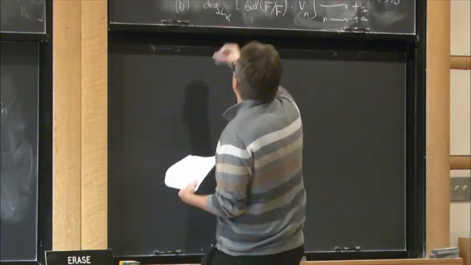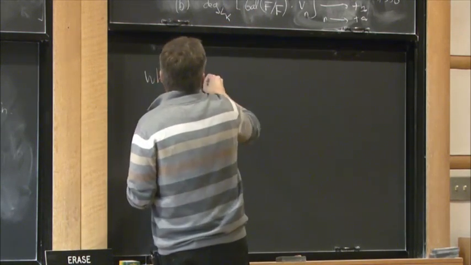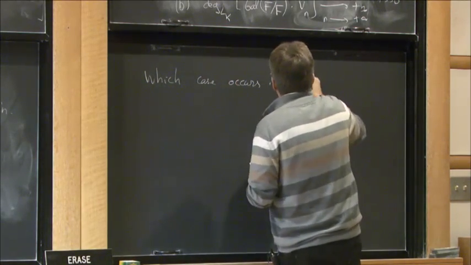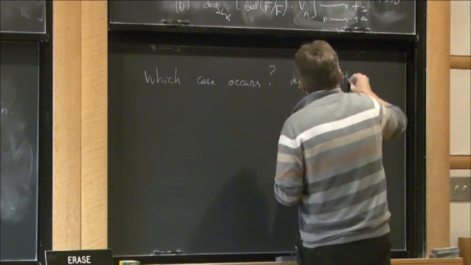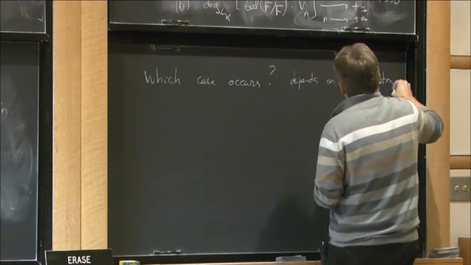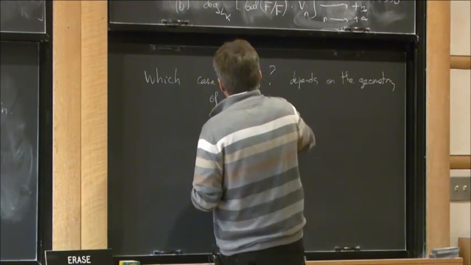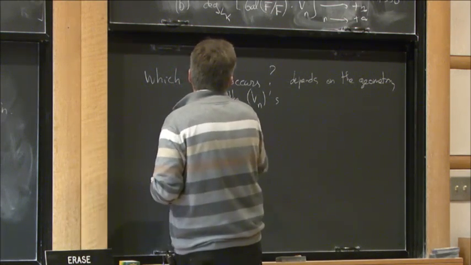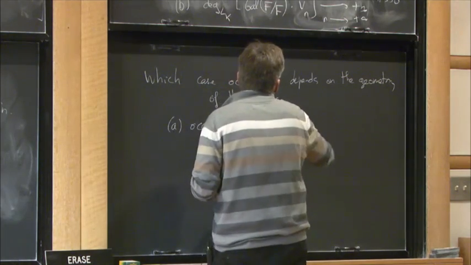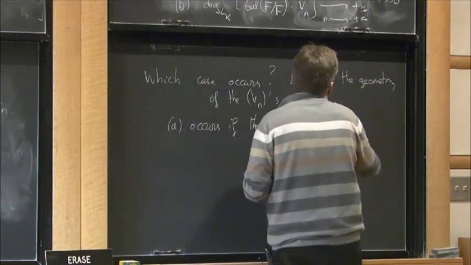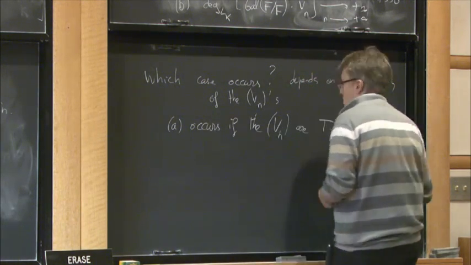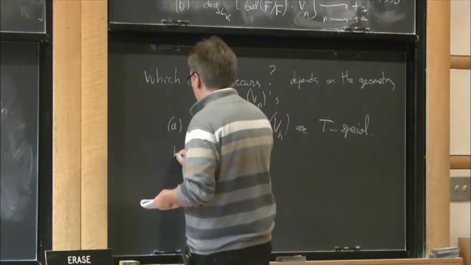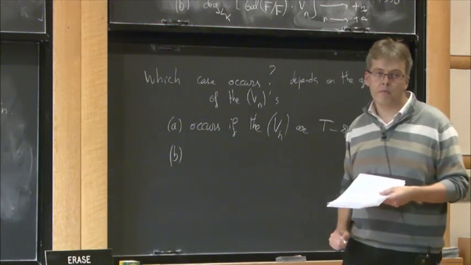Okay, and which case occurs? Well, the answer is that it depends on the geometry of the Vn's. For example, A occurs if the Vn's are T-special for some given torus T. This is exactly the equidistribution result of Clozel-Ullmo. And B, for example, always occurs for special points.